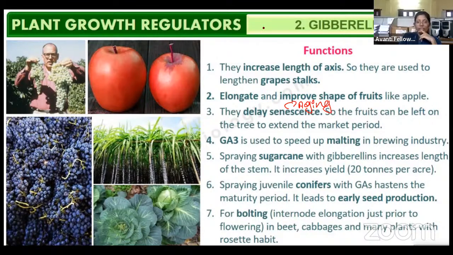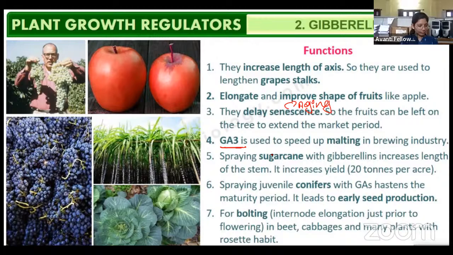And there is one more, GA3, gibberellic acid 3, which will be used in the brewing industries like wine preparation and all these things. And one more thing, in the sugarcane, as I said already, it increases the length of an axis, right? So which part of sugarcane do we usually use to make juice?